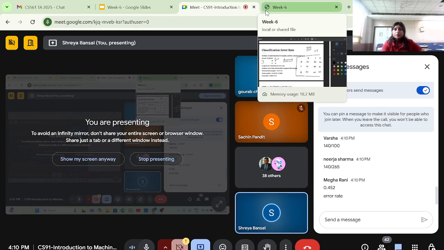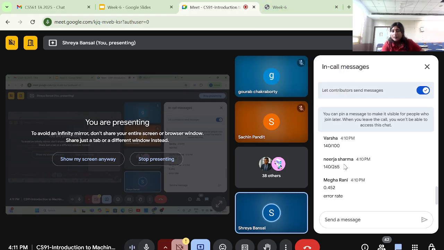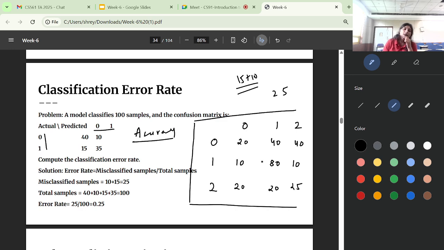Zero point 452. Someone has written 0.452, 140 by 265. It won't be 100, because you just take the sum of all these values. So the total number of samples will be all these values. So 20 plus 10 plus 20, 50. This is 50, 100. This is 200, 240, 250, 260, 265 are the total samples. Okay.